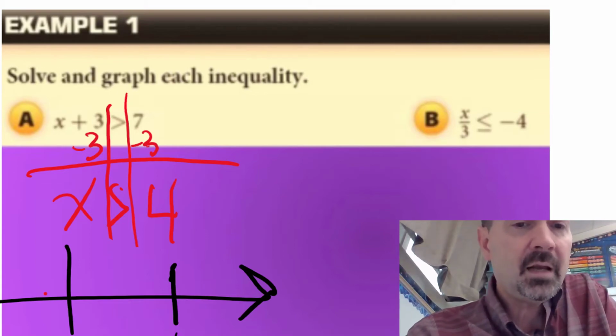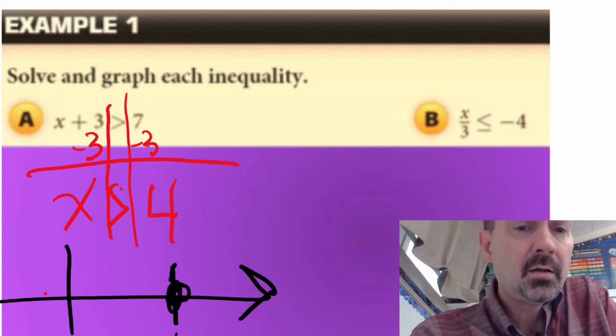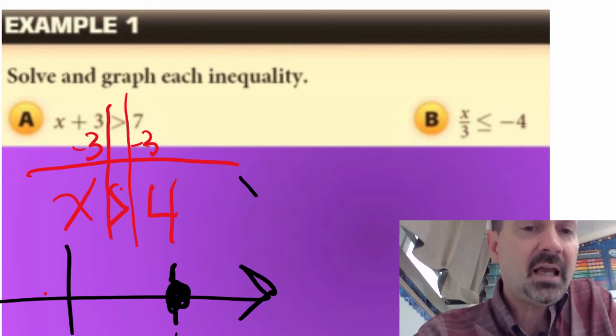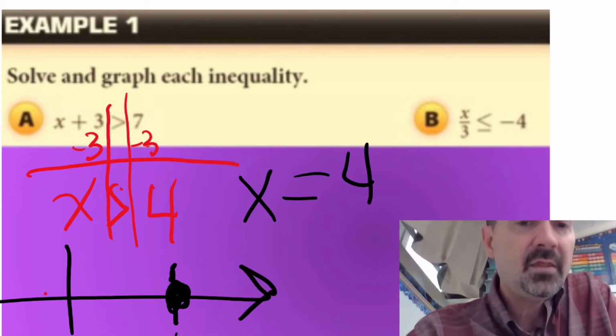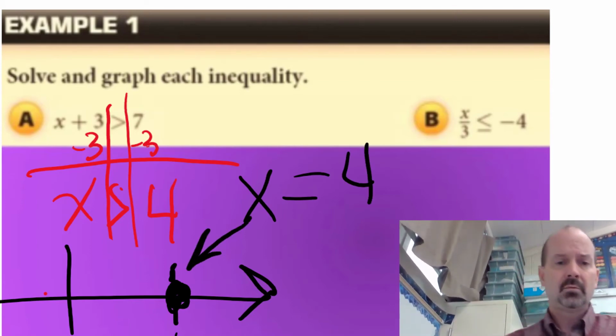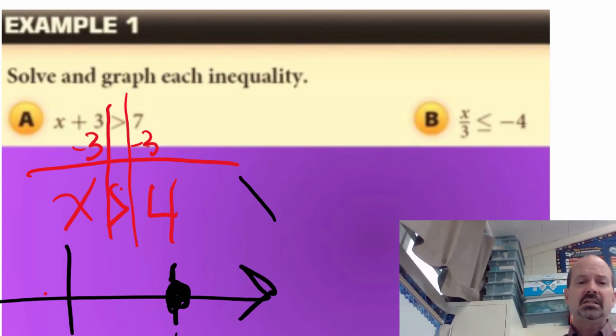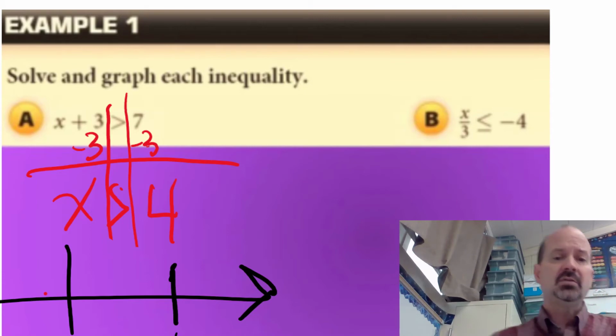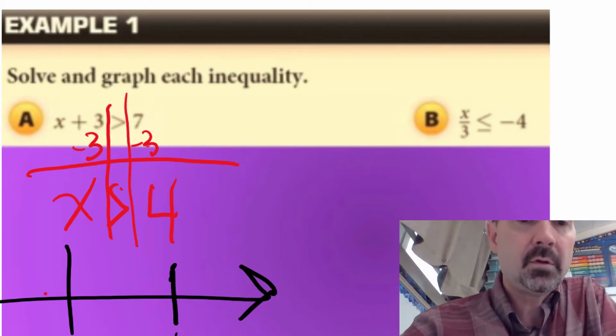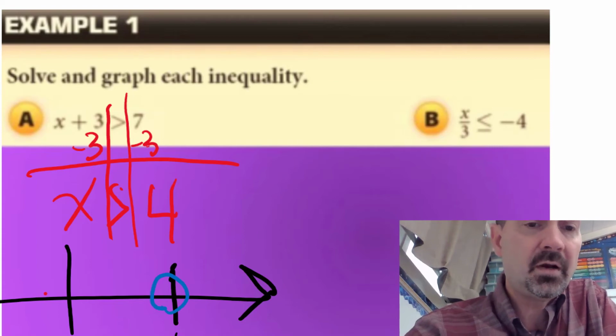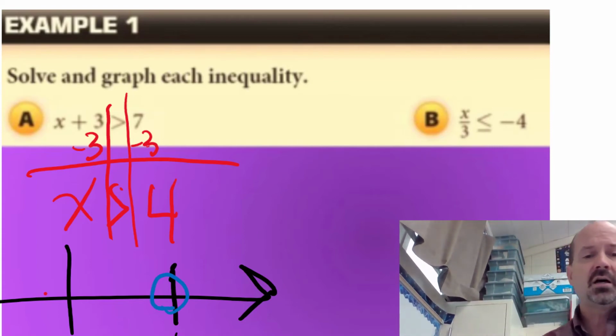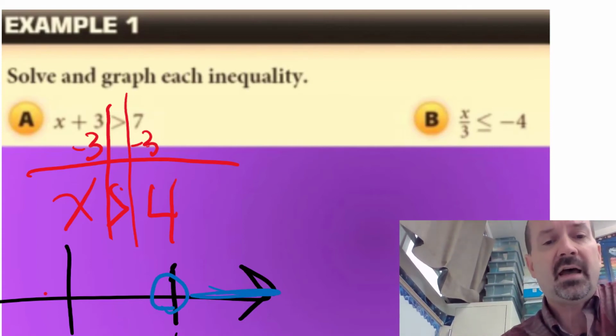If it could be 4, then I'd put a dot right here. But if it said x equals 4, that would look like a dot. But since it's not x equals 4, I can't have a dot, so instead I put a donut. You could also call it an open circle or whatever you want to call it. And now it's all the numbers on this side of that.